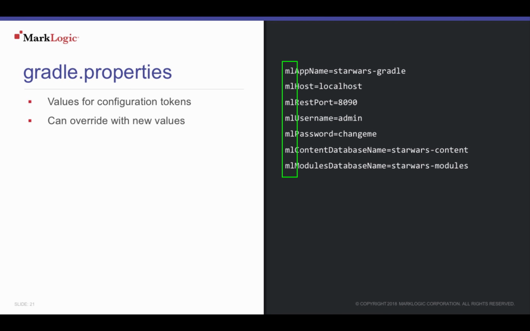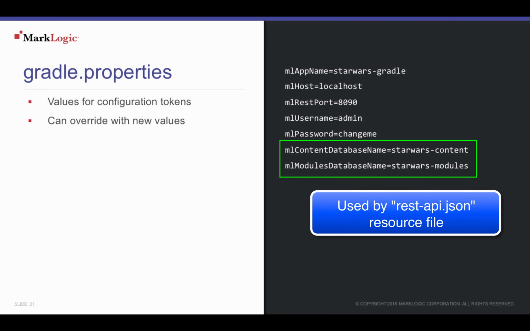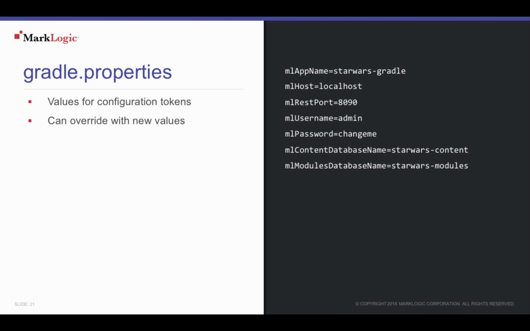Every property that ml-gradle looks for is prefixed with ml to avoid overlap with other Gradle plugins. We'll adjust the application name by changing the ml app name value from Star Wars to Star Wars-Gradle. We will also add two new properties to the gradle.properties file. The ml content database name will name our content database, and the ml modules database name will name our modules database. These values will be used by the resource JSON file, rest-api.json. The remaining values will do to begin our Star Wars project.